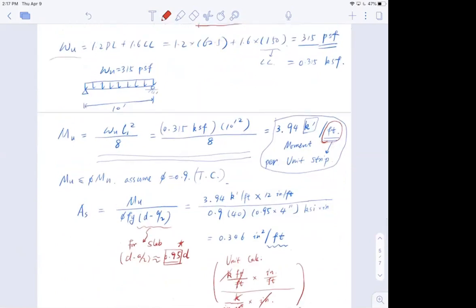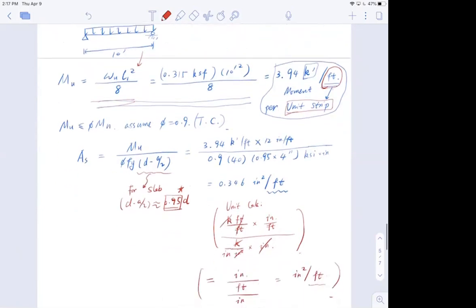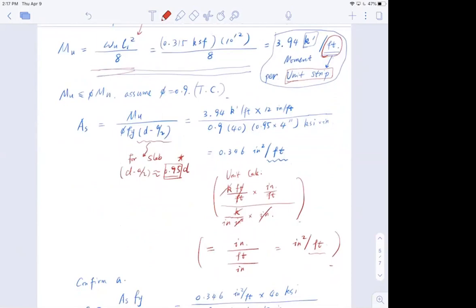And then we have the factored load. We calculate the moment by simply supported uniformly distributed load, and this is a moment per foot, per unit strip. Then this is a typical flexure design. We assume tension control to start with, and then we calculate the pre-estimated required steel, so Mu over phi fy (d minus a/2). The difference here is we use an approximate jd roughly equal to 95% of depth, which is slightly higher than for a beam. And then we went down with this equation and get this number here.